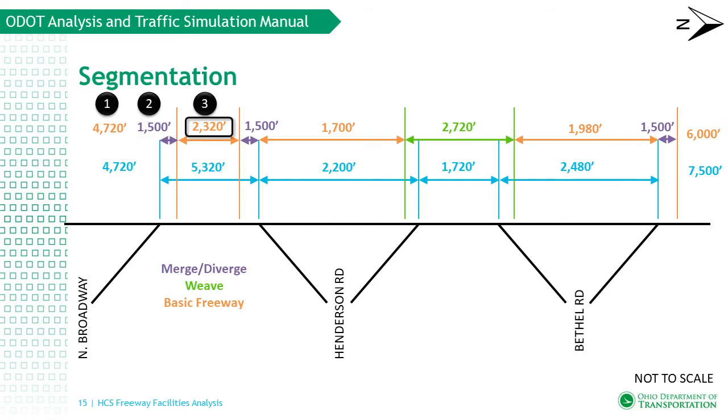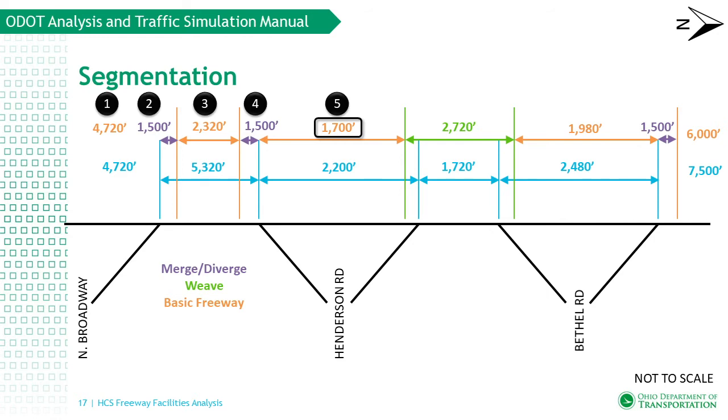Next, the basic freeway segment between the North Broadway on-ramp and the Henderson Road off-ramp is not the 5,230 as originally measured, because there is a merge segment on the upstream section and a diverge segment on the downstream portion. The new length of the basic freeway section is 2,320 feet, which is the original 5,230 less 1,500 feet from the North Broadway merge influence area and 1,500 from the Henderson Road diverge influence area. Then there is the 1,500-foot diverge section to Henderson Road.